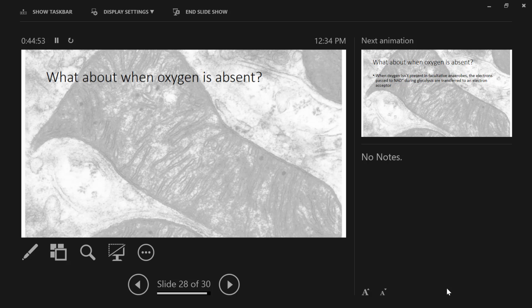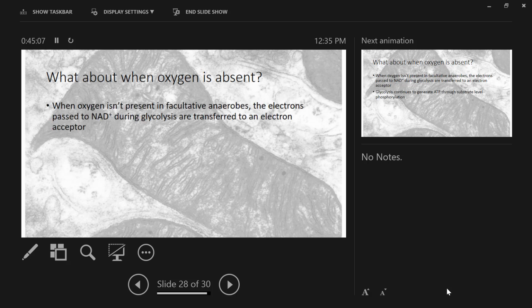What if oxygen is not present? First of all, can we do steps 1, 2, and 3 without oxygen? No. I told you the whole thing only works if oxygen's present. Okay? So we can only do glycolysis. So if oxygen isn't present, all we can do is glycolysis.